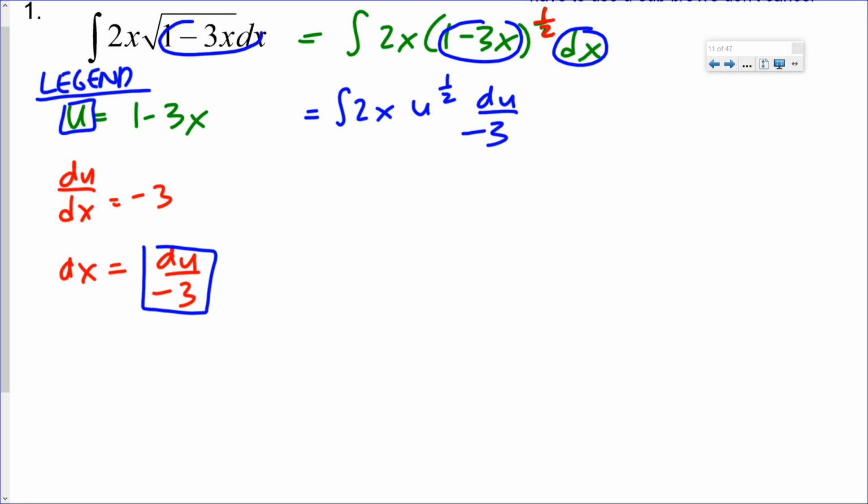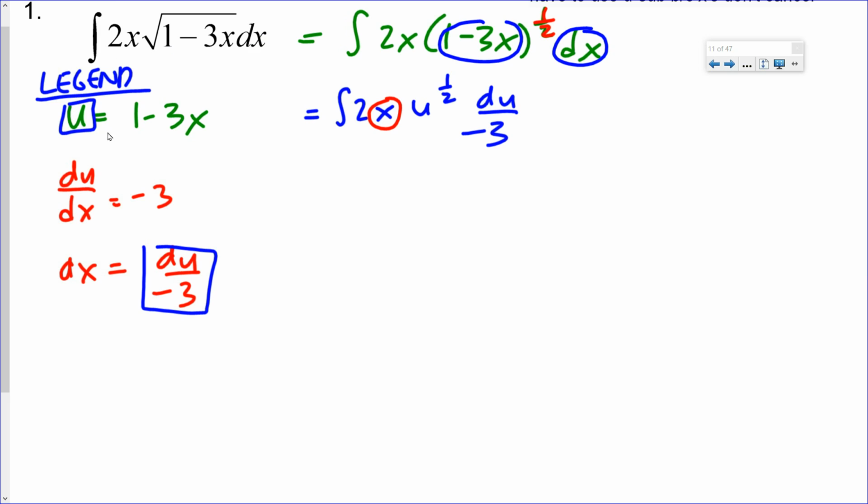But if you take the derivative of this, which is negative 3, you can see that these x's are not going to cancel out. So you kind of get a hint that this is not a normal problem, it's a back substitution problem. And what that means is I need to replace this x in terms of u.